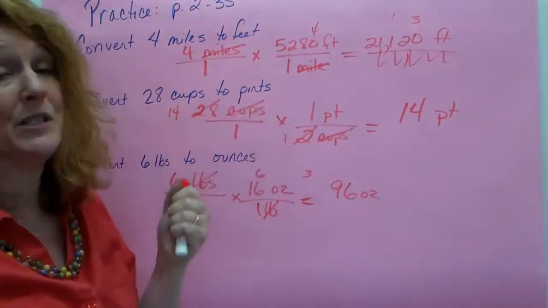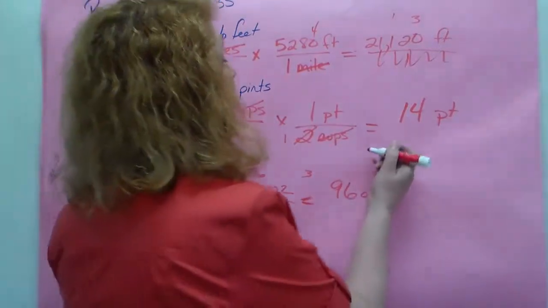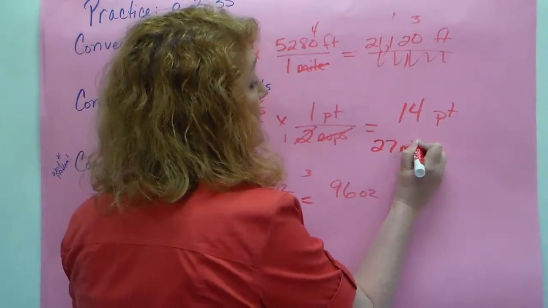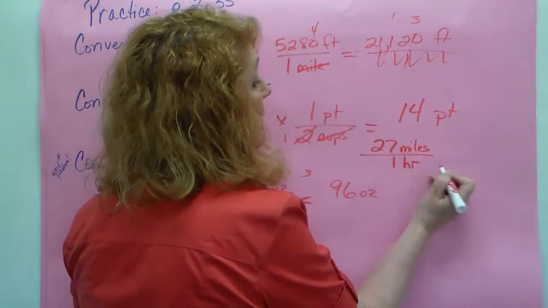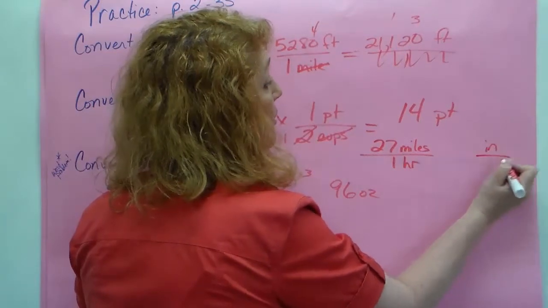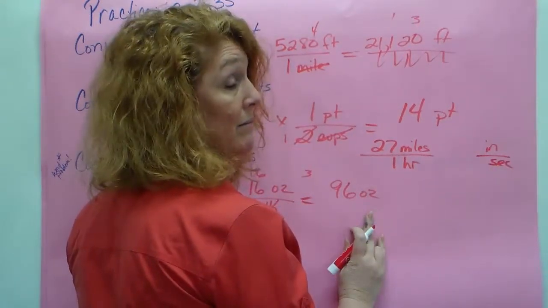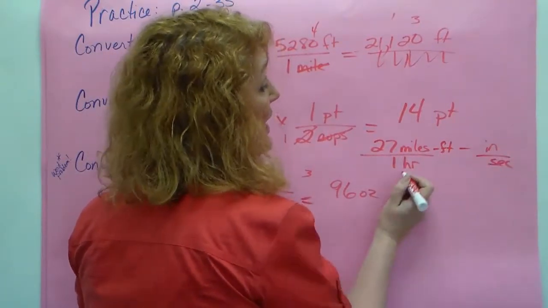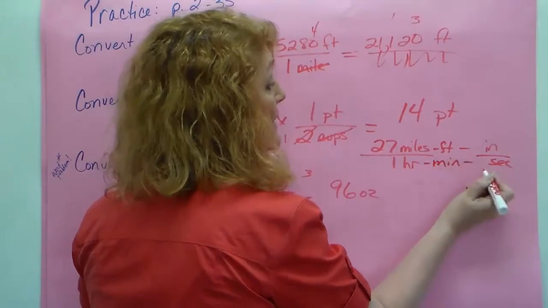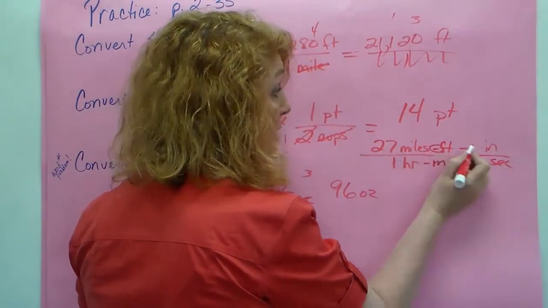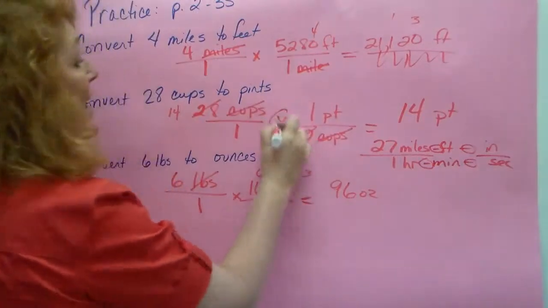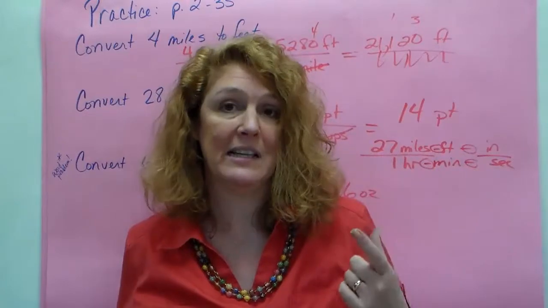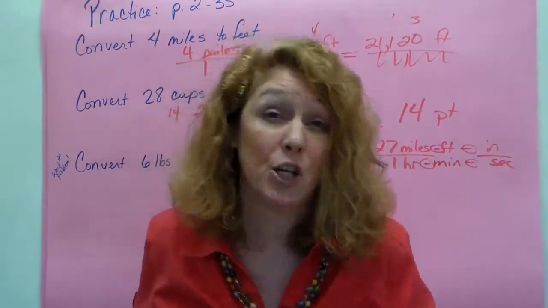Because you have to convert 28 cups to pints right now. But what happens when you have to tell me if you're going 27 miles per hour, how many inches per second are you going? Well, you have to convert miles to feet, and then feet to inches, and an hour to minutes, and minutes to seconds. And that's 1, 2, 3, 4 conversions, not just one. It is going to get more complicated. You will need to be able to set these up. So please take some time to get good at it now.